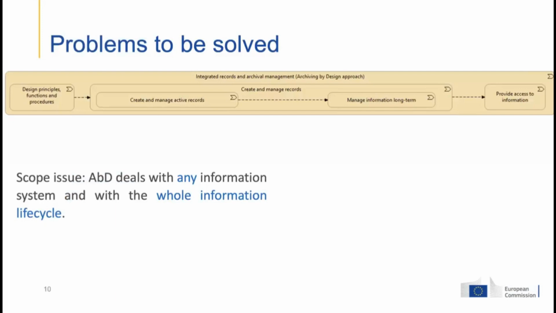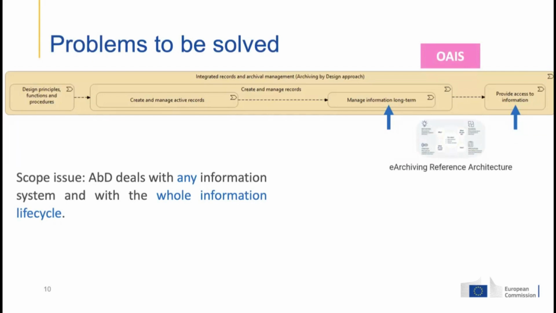So we had several issues at the beginning, problems to be solved. First of all, archiving by design deals with any kind of information system and with the whole information life cycle. On the other hand, so far in this community and in the reference architecture, we were talking about these two parts: managing information for the long term and providing access to information. And this is where OAIS really helps us. And this is what the original e-archiving reference architecture was about.